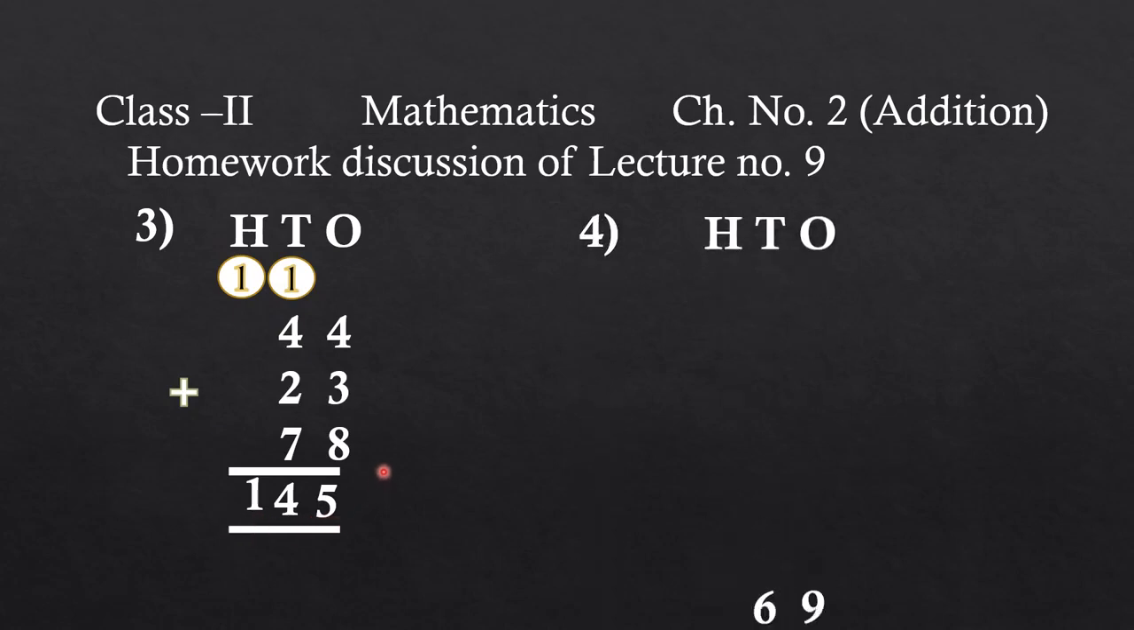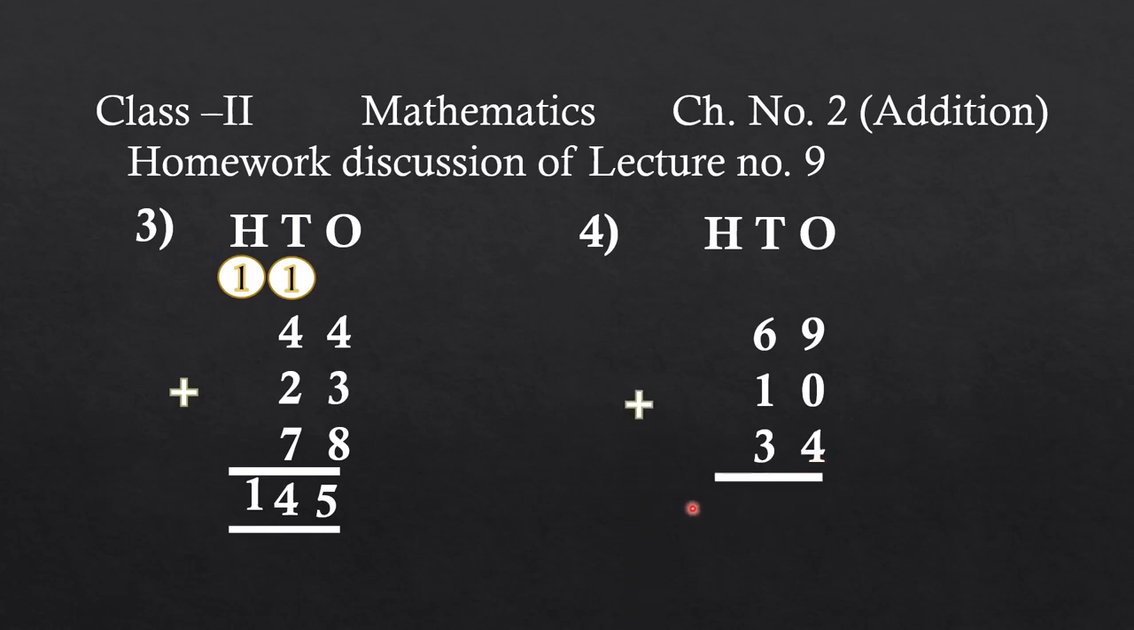Now in fourth question we have to add 69, 10 and 34. Again we will start from our ones place. Keep 9 in your mind and 4 on your fingers. After 9 count 4 numbers: 10, 11, 12, 13. So we will write 3 here at ones place column and 1 will be carry over at tens place.